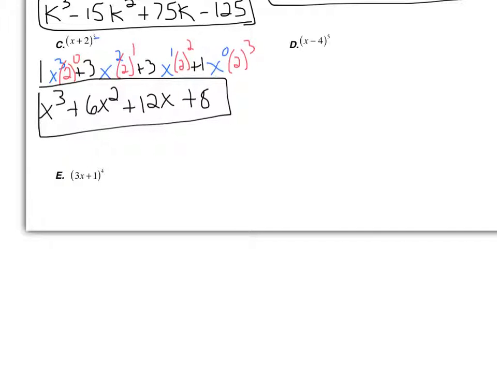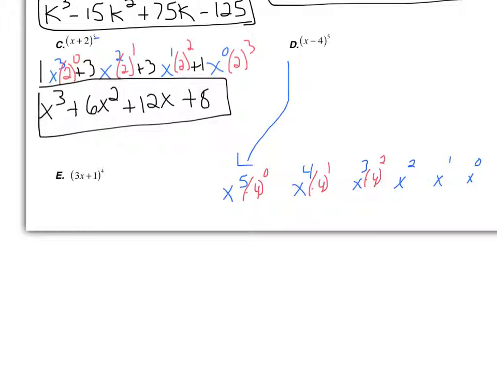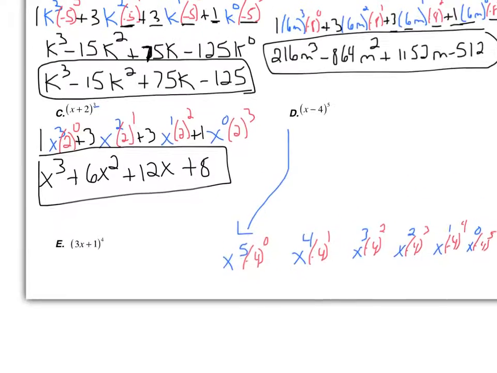In the next example, we have the fifth power. So I'm going to start this down here a little bit so we can have some room. So we start off with x to the fifth, x to the fourth, x to the third, x to the second, x to the first, and x to the 0. And then we're going to go reverse order, negative 4, so negative 4 to the 0, negative 4 to the first, negative 4 to the second, negative 4 to the third, negative 4 to the fourth, and negative 4 to the fifth.